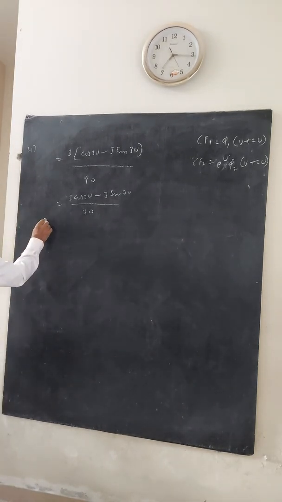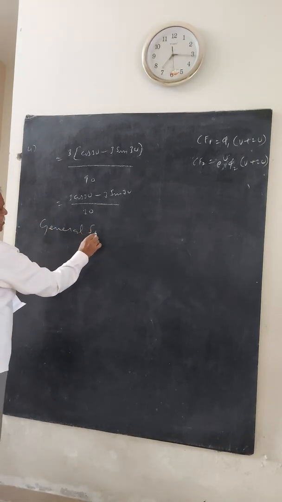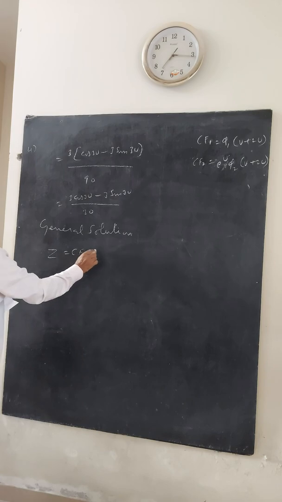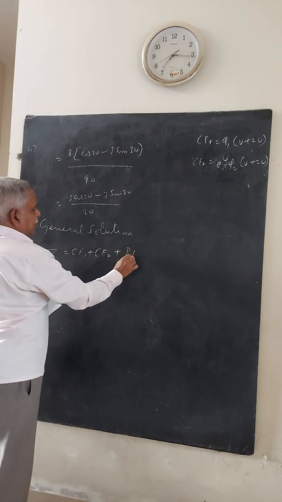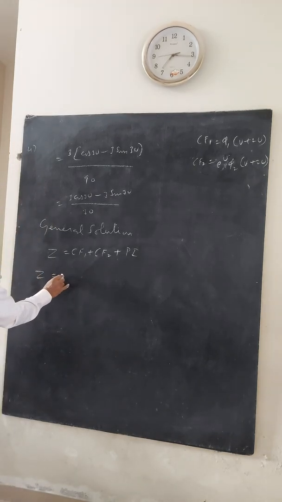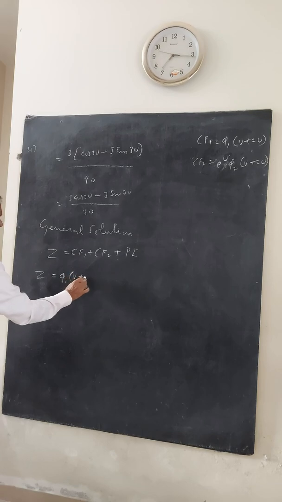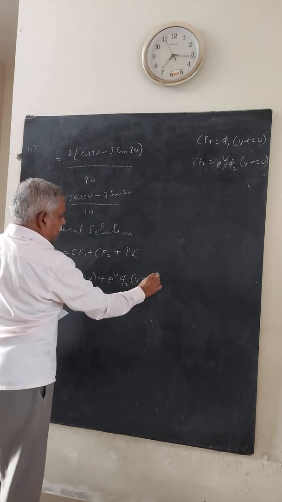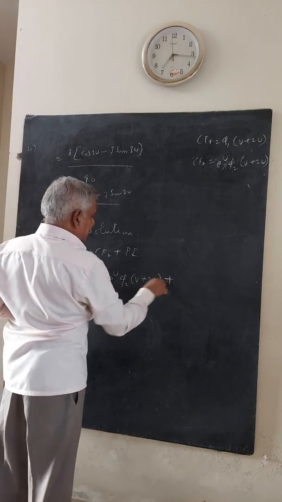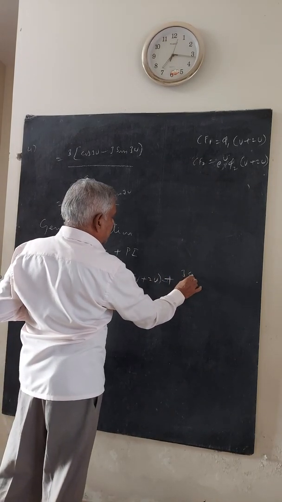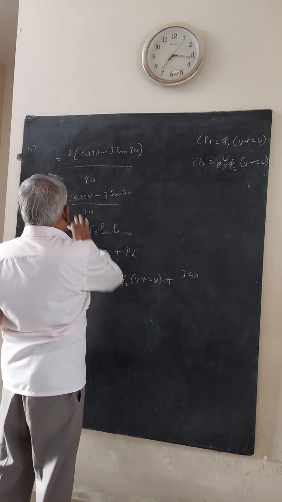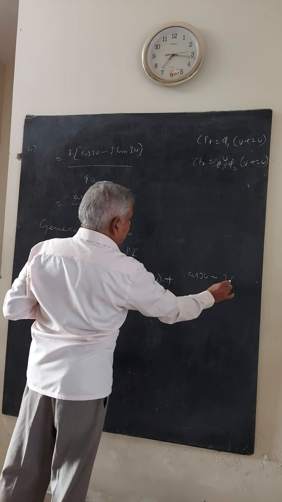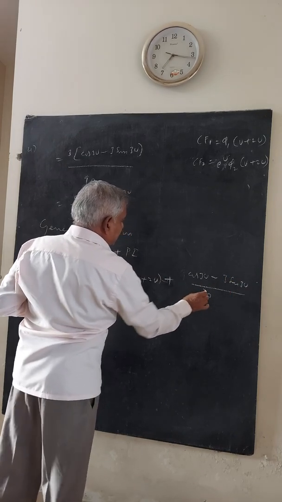Writing the general solution. Z equal to CF1 plus CF2 plus PI. Z equal to phi 1 of v plus 2u plus e power u phi 2 of v plus 2u plus 3 cos 3u minus 3 sin 3u by 30.